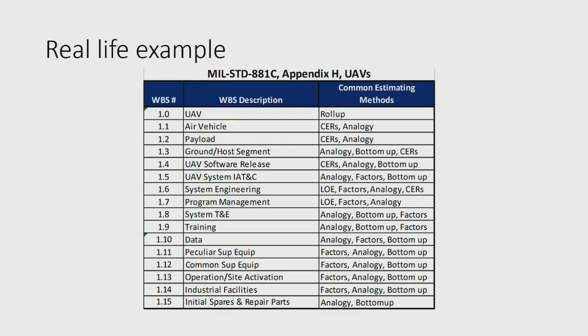So this is from, I think, the initial document I put up in week 1 about UAVs, and it just shows some of the type of estimating methods which are used for those type of work packages. So I guess your training can be more bottom up. Your air vehicle tends to be quite parametric-y. And these things, that's a work breakdown structure type example. But it really depends on what stage of the project life cycle you're at.